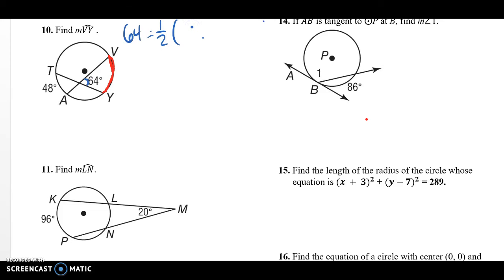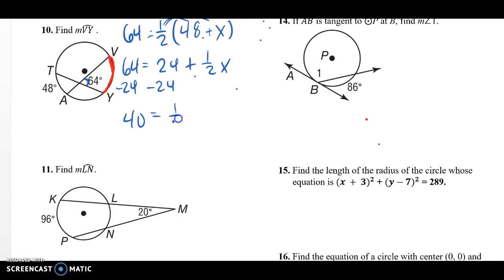Now we have one of the arcs, it's 48. We don't have the other, so we'll call it X, and then we'll solve for that. So we still have 64 on the left. Distributing the 1/2, we'll get 24 plus 1/2 X. And then subtracting 24 from each side, because we're solving for X and we've got to isolate that variable, we'll get 40 equals 1/2 X.